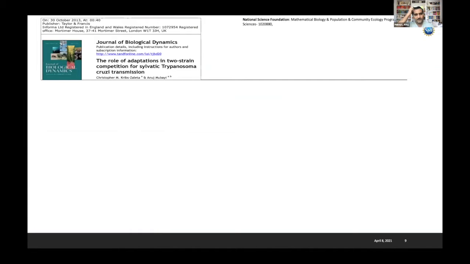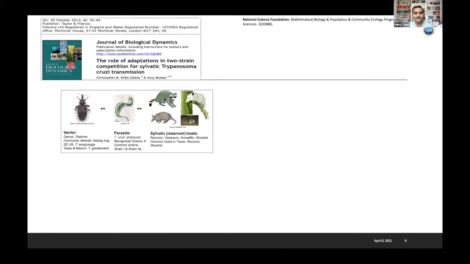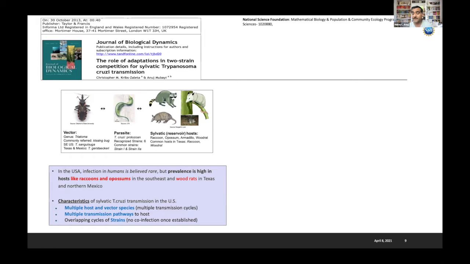Another work was on Trypanosoma cruzi, which causes Chagas disease. It is spread by different species of vector, called kissing bugs, Triatoma bugs, and by different strains of the parasite, and many hosts are responsible for it. Chagas disease is very common in Mexico and Latin America, but not common in the US. It is there, but the strain in the US is not pathogenic and doesn't cause clinical symptoms, whereas in Mexico it does. There are multiple vector species and multiple transmission pathways.